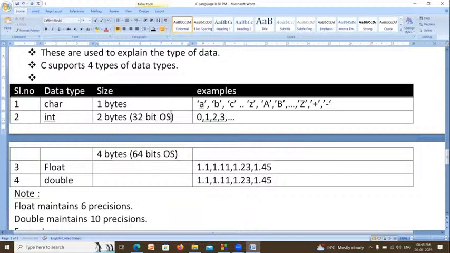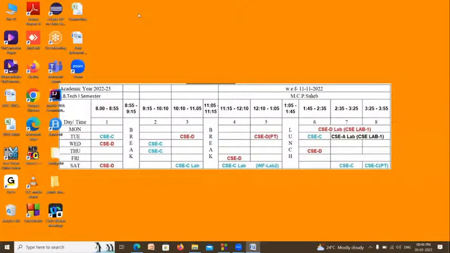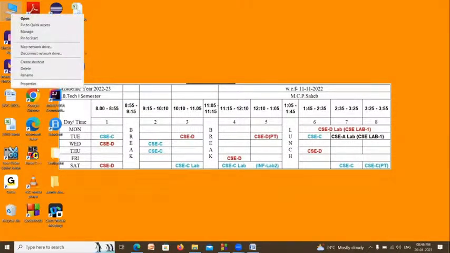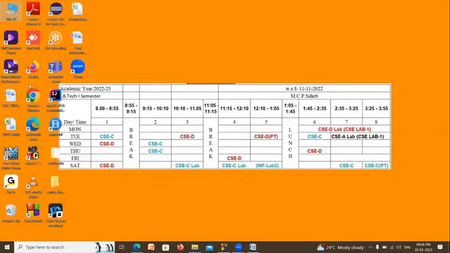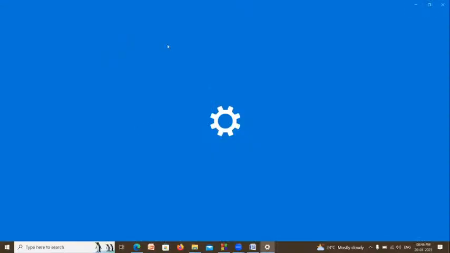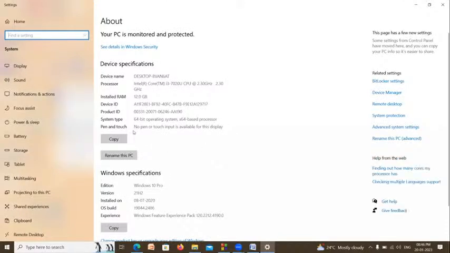Now, how to test whether my system is having 32-bit or 64-bit? Now, see this. Right click on This PC, my computer. Go to properties. Then you can see the properties of my computer. Now see this. My computer is having 64-bit operating system.